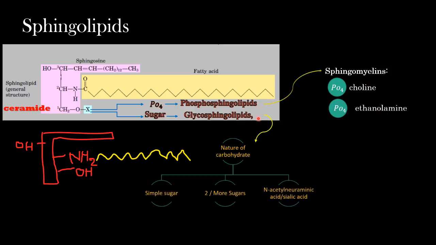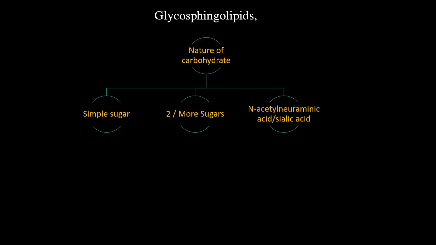glycosphingolipids are of 3 types. Based on the sugar or the carbohydrate they carry, they are of 3 types, and we see that in the next slide. So the nature of the carbohydrate decides what type of sphingolipids they are. If the glycosphingolipids have a simple sugar, then they are called cerebrosides. Examples are glucocerebroside and galactoside.